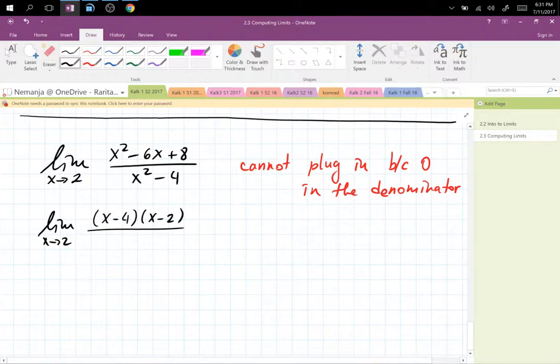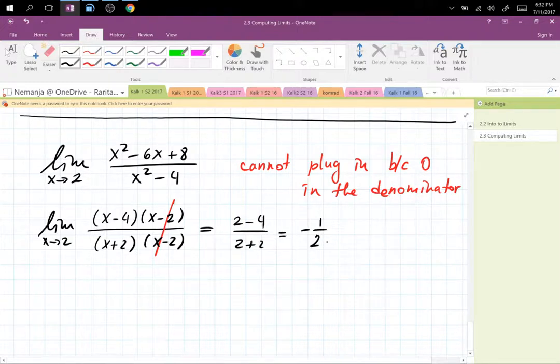And how about the denominator? Now what? Nice. Can you plug in now? Yeah, right. So we have 2 minus 4 divided by 2 plus 2, which is, right, clearly negative half.